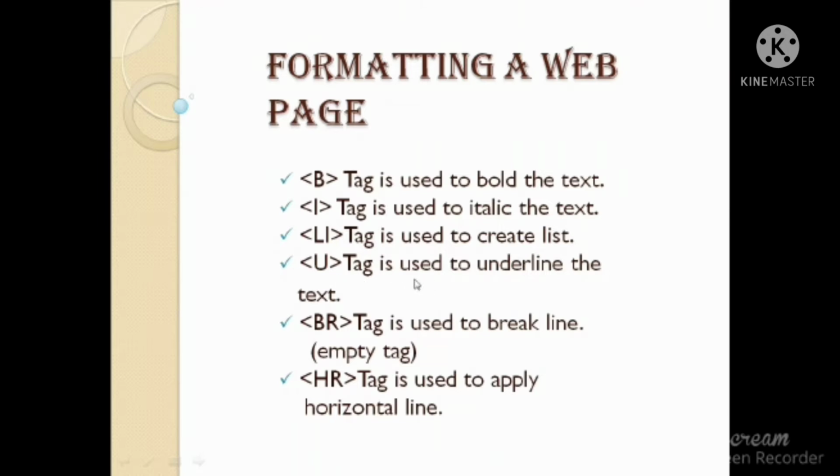So next is our u tag. U tag is used to underline the text. If you want a particular word or a particular sentence to be highlighted, then you can use u tag. Okay, so next tag is our BR tag. BR tag is used to break a line. So if you want to break your paragraph in the middle, then you can use BR tag.